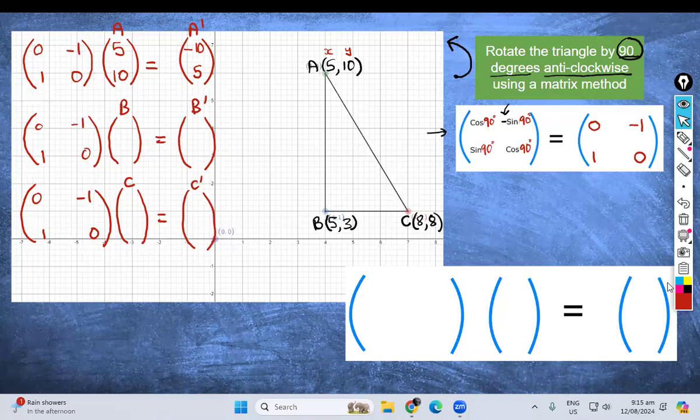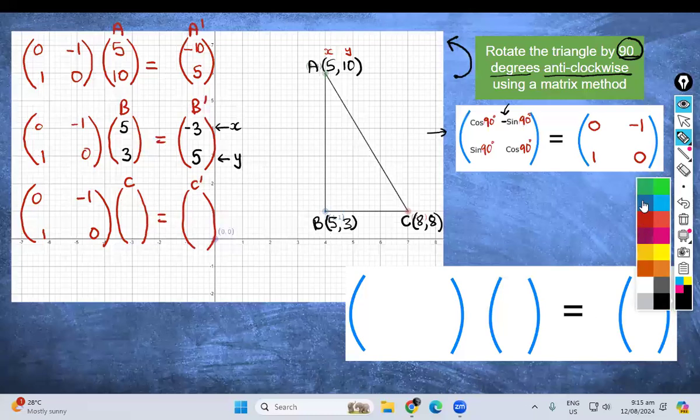Great. So we just have to do the same thing for point B. If we take, I'll use a different color here. Point B is how much? 5, 3. This is X and this is Y. So it's 5, 3. When you multiply it out, you will get minus 3, 5. Well, the top value is obviously the new X value and the underneath value is the new Y value. And the same thing for point C. Point C is how much? 8, 8. You're going to get minus 8 and plus 8 underneath.